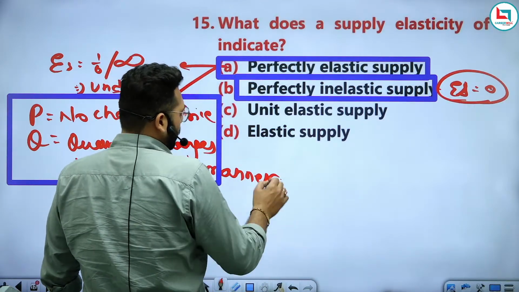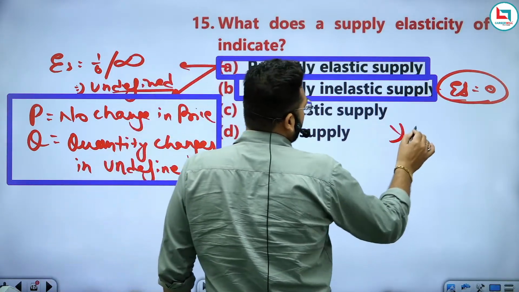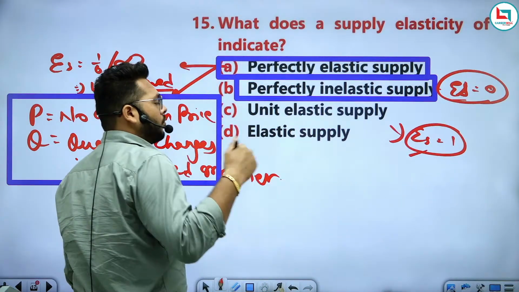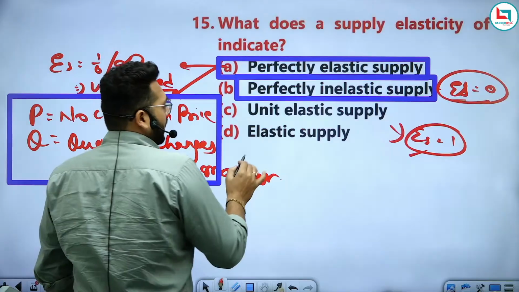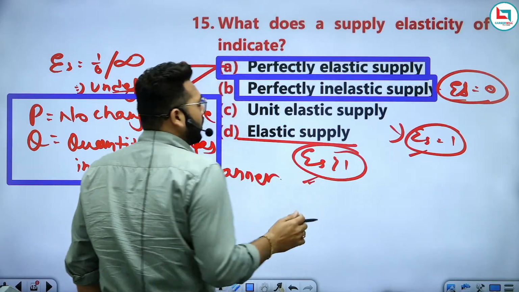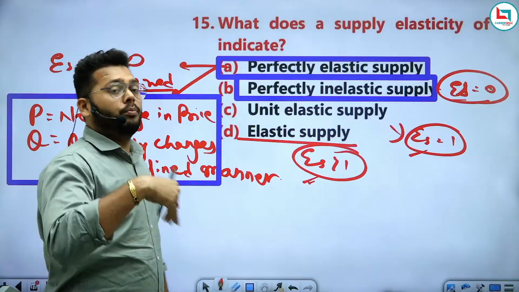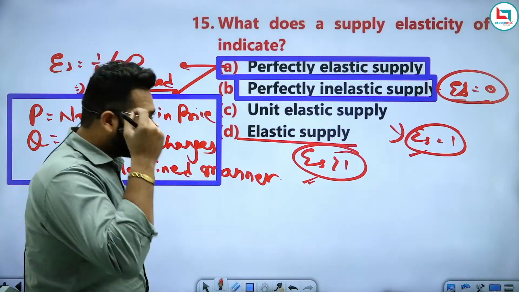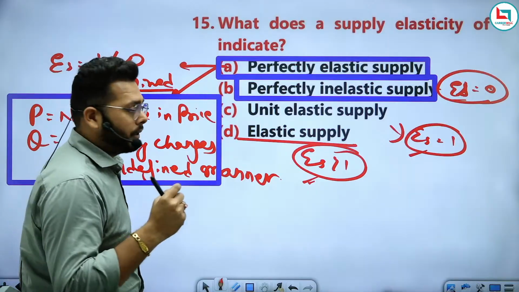Now the next is unit elastic. As you all know, when Es is equal to 1, there is an equal percentage change in quantity and price. Elastic supply means when Es is greater than 1, when the percentage change in quantity supplied by a producer is more than the percentage change in the price of that particular commodity.